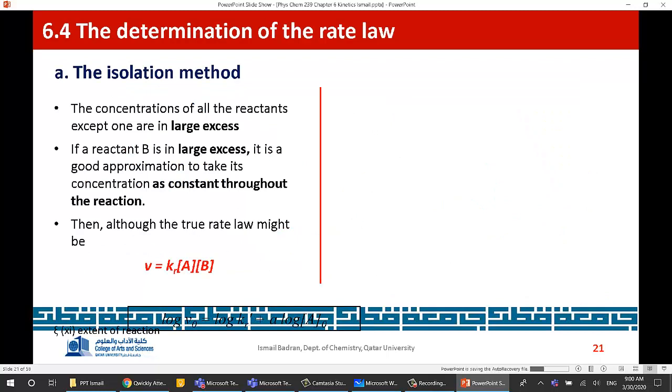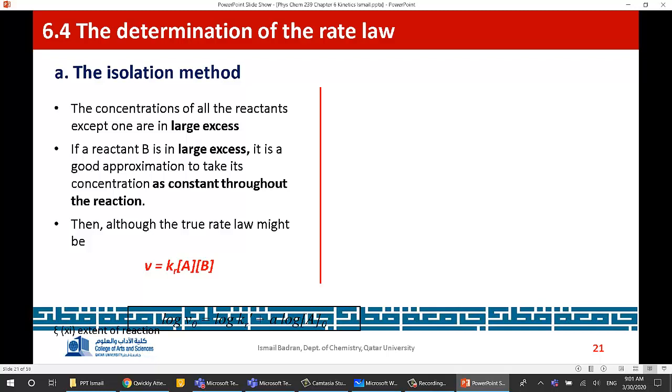So in the isolation method, we propose that V is equal to Kr times A times B, and then we use one of the reactants in excess. That means we use a large excess of the reactants. Let's say we use 1 mole of A but 100 moles of B. In this case, the concentration of all reactants are constant except one. If B is in large excess, it's a very good approximation to take it as a constant. If you're using too much of B, then we consider its change in concentration is constant. That means it's not changing over time.